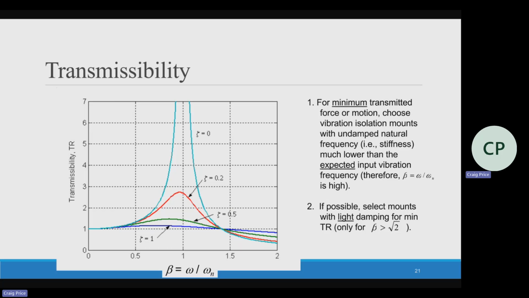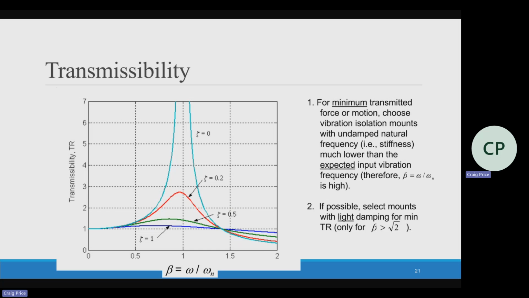For minimum transmitted force or motion, we want to choose vibration mounts with undamped natural frequency much lower than the expected input. What that means is if I have a really low natural frequency and I'm running at a higher one, that means beta is to the right. And so based on that, I should see a lot less transmission. Like for the SEM, that vibration mount has a low natural frequency. So therefore, all of these frequencies of the ground and everything like that should be damped out. Those are higher frequencies than the natural frequency. That's the goal here.